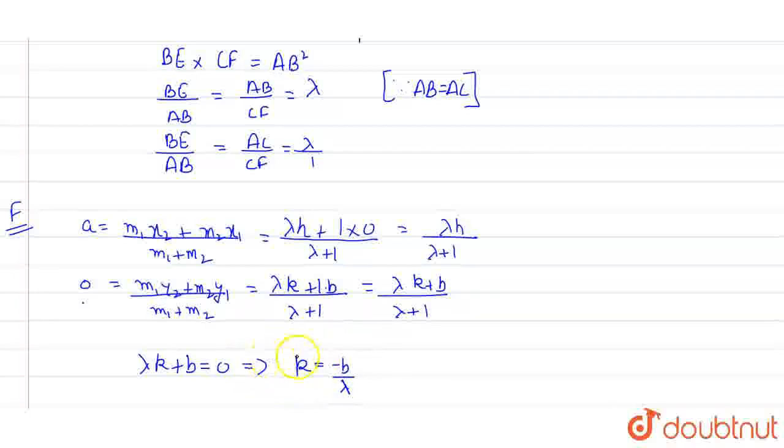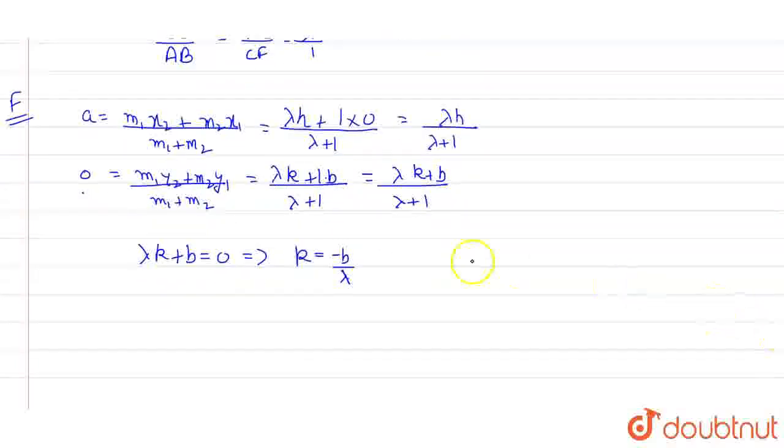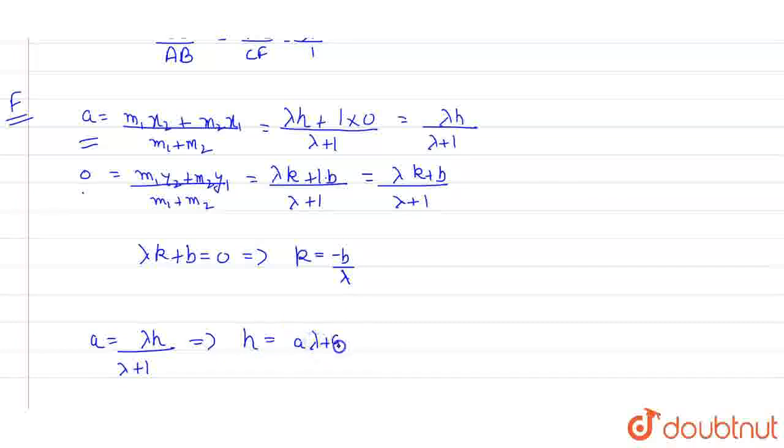Now similarly, we can also find the value of h, because we have to find the coordinates of F. We found the k, now we have to find h. Now we will consider the first case, this one, a. So a can be written as lambda h divided by lambda plus 1. Now further we can write it as h equals to a lambda plus a divided by lambda. Now taking a common, a (lambda plus 1) by lambda, right? It can also be written as a (1 plus 1 by lambda), right?